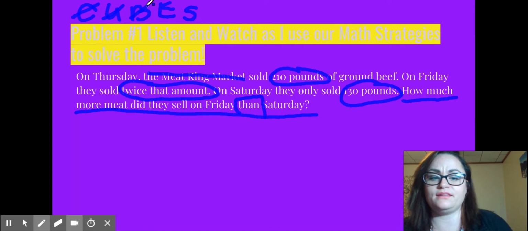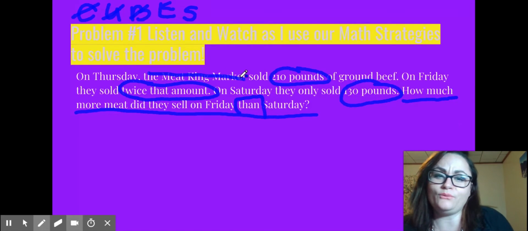Now let's go back and think about why I did those things. It says here on Thursday, the Meat King Market sold. I don't really need to know that it was the Meat King Market, so I crossed it off. It's just extra information that I don't need.